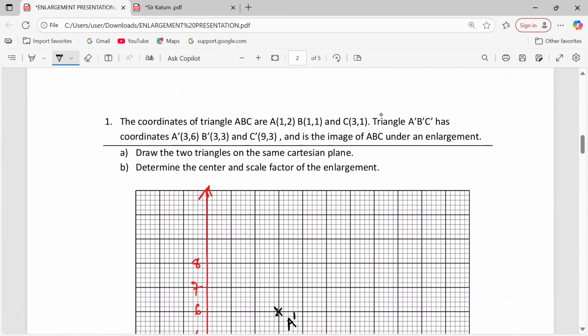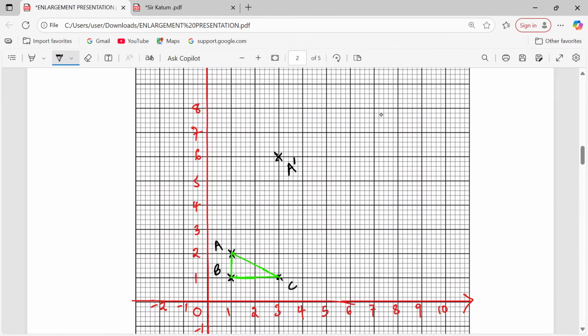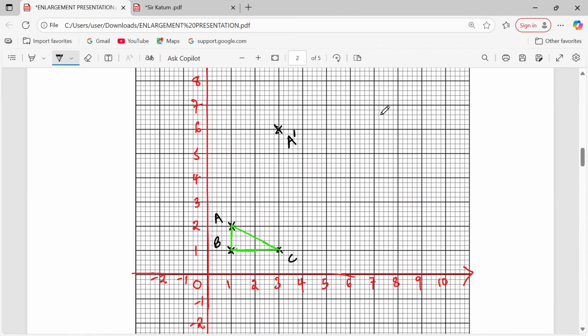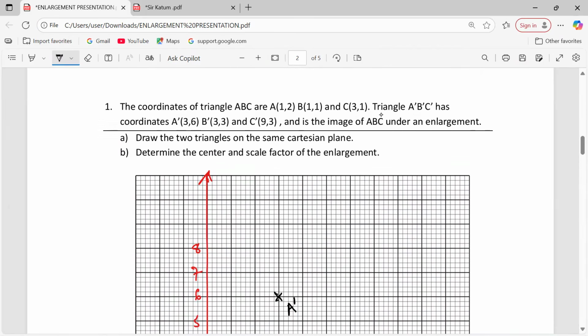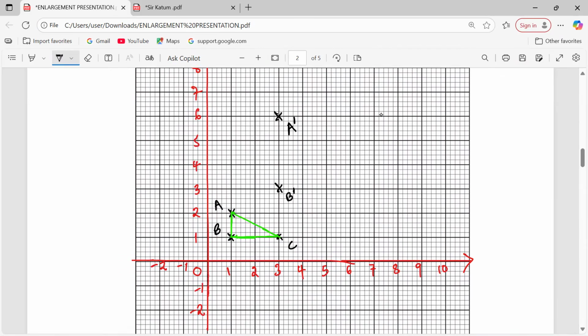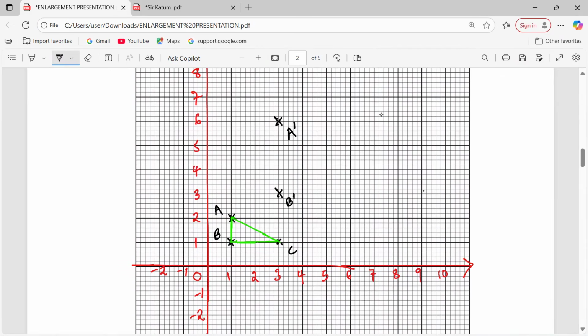Then after that, we go to 3, 3 for B. So B is a coordinate at that point, B prime, the image of B. Then C is a coordinate at 9, 3. So 9, 3 is at this point, coordinate 9, 3. So this is going to be C prime.